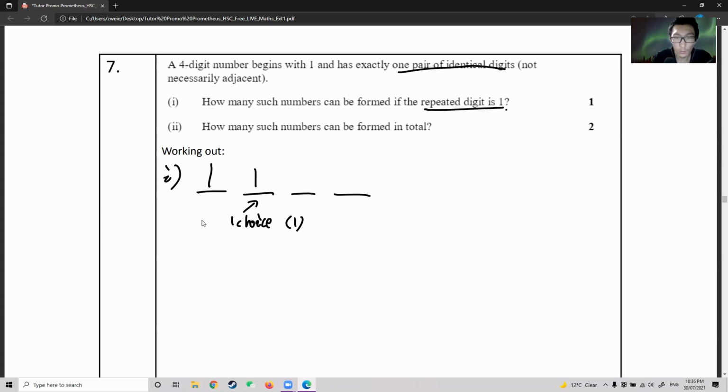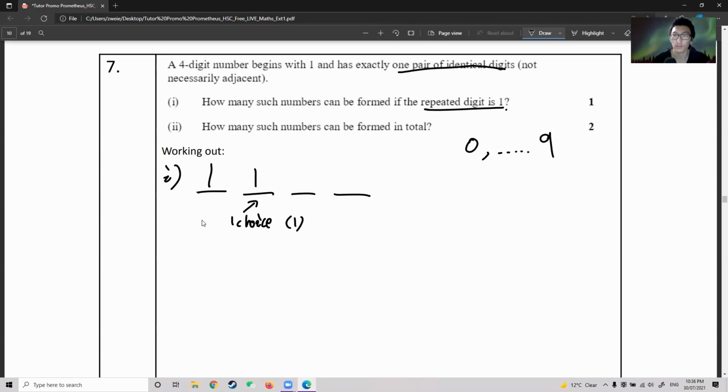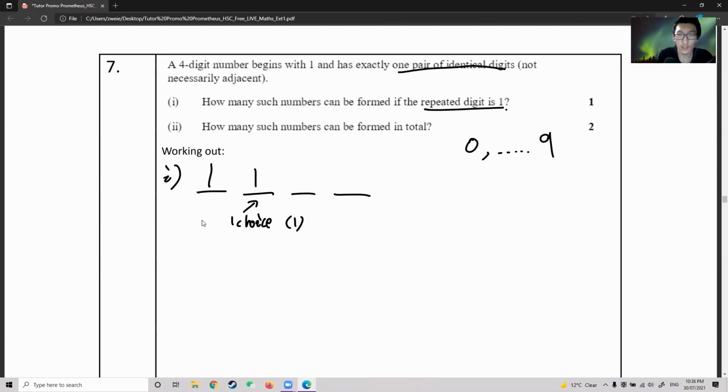Now, after I put 1, this question will go from 0 all the way to 9, because 0 to 9 each is a different digit. So I know that 1 is my exact pair of identical digits. Then for the rest, I cannot use 1. So 0 to 9 is 10 digits, excluding 1, I'll have 9 choices for my third slot, and 8 choices for my fourth slot. Why? Because number 3 and number 4 cannot repeat.